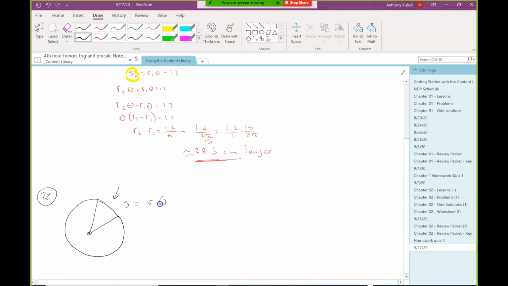So I'm just going to use S is equal to R theta. So the radius we're told in this case is 8 inches. And the angle is 1.21 in radians. So I'm going to use the radians formula like I wrote down. So I think all I have to do is legit do 8 times 1.21.